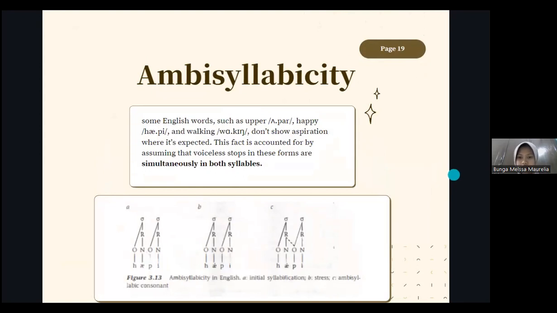Okay, the next is ambisyllabicity. Some English words such as upper, happy, and working don't show aspiration where it's expected. This fact is accounted for by assuming that the voiceless stop in these forms is simultaneously in both syllables. Like the three pictures below, ambisyllabicity in English occurs in initial syllabification, which we can see in picture A, and stress in picture B, and the syllabic consonant in picture C. Next slide, please.